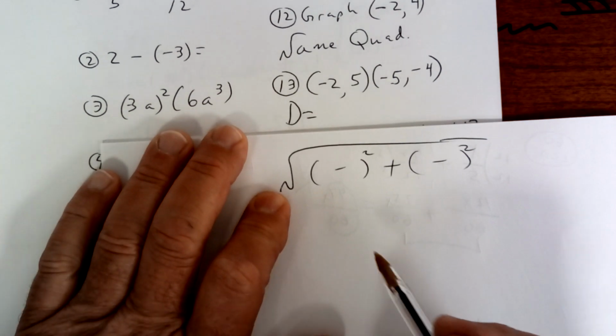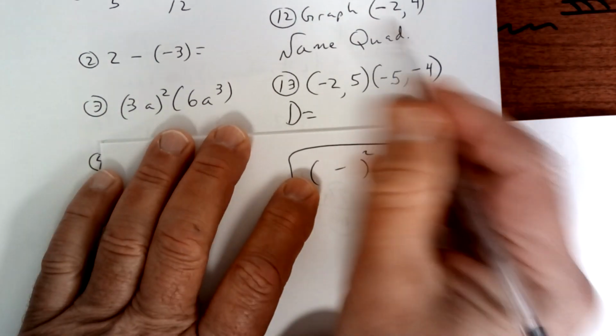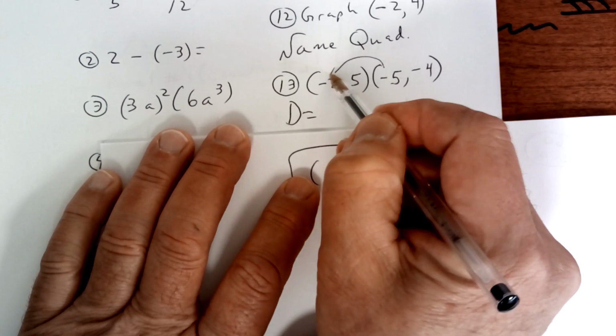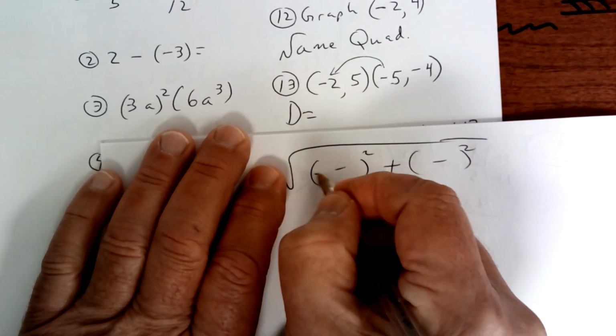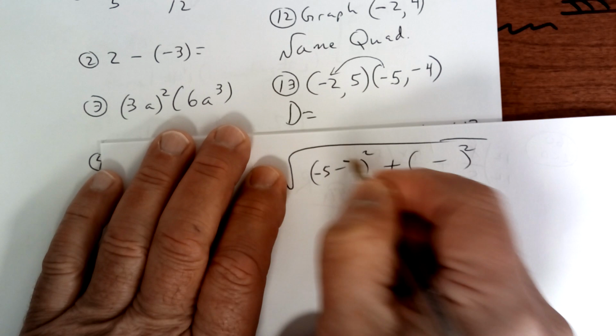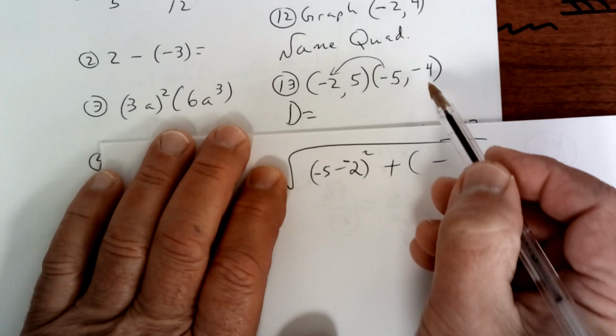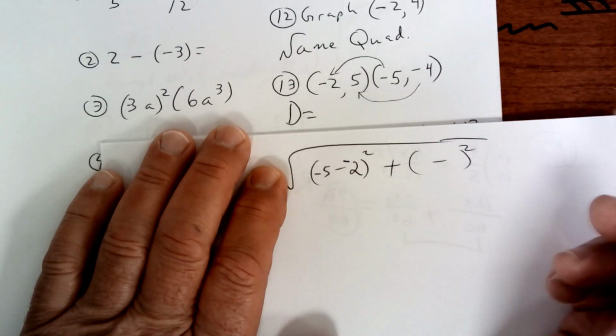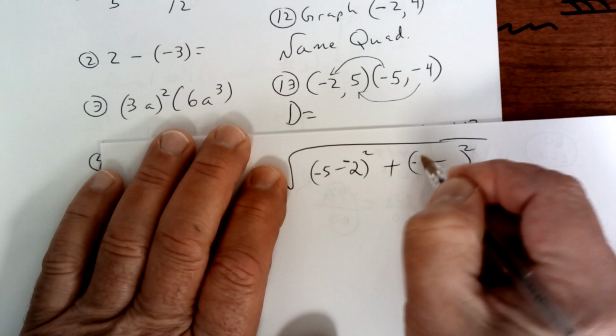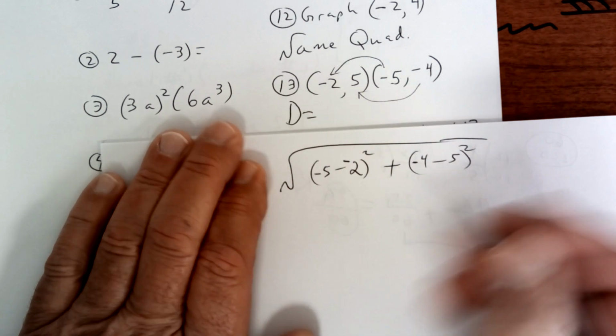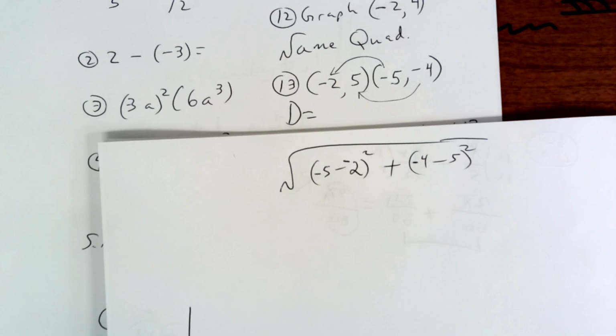Anyway, so I'm going to put my x's. You were taught to go backwards, so I'll go backwards. So I'm going to say -5, -2. And then I'm going to go backwards on this one. -4 and 5. Work that out. Let's see if you can work that out. Finish it up.